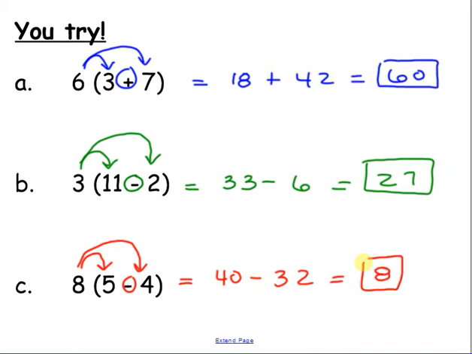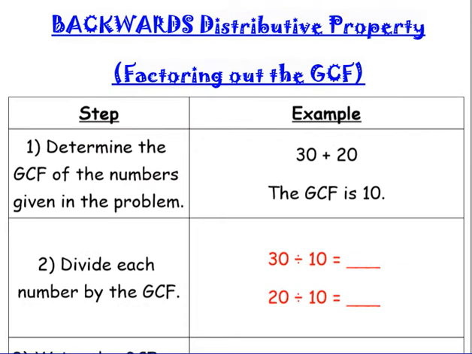If you're not done with the try-its, go ahead and pause the video until you're done. But let's take a look. You should have gotten 60 for the first one, 27 for the second one, and 8 for the third one. And if you didn't, go back and look at the numbers that I got, pause the video, and figure out where you went wrong. Okay, that was forwards distributive property.